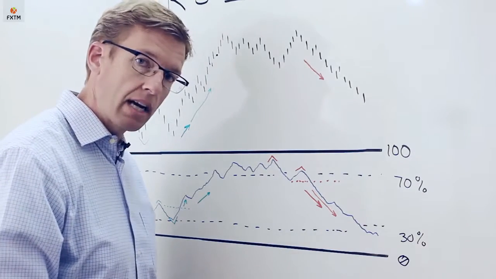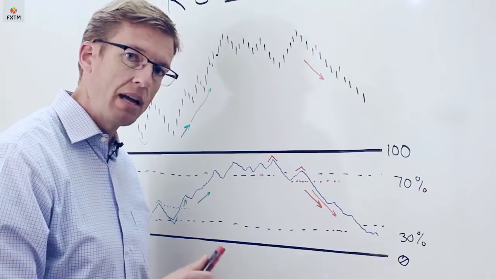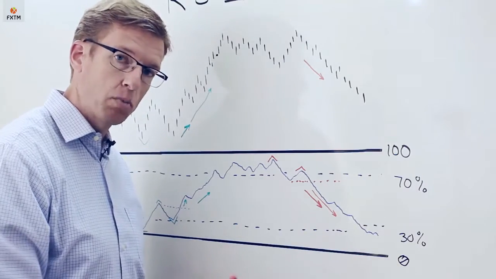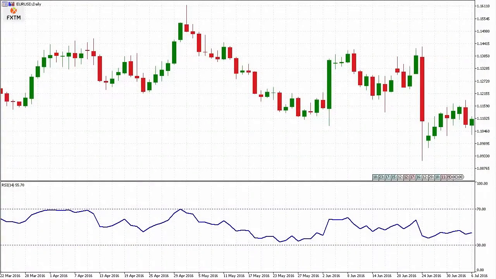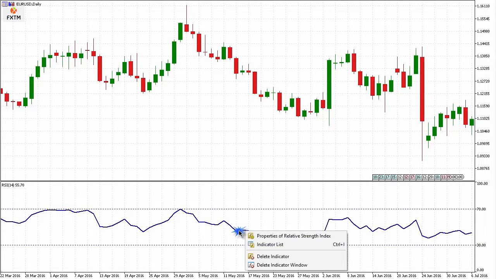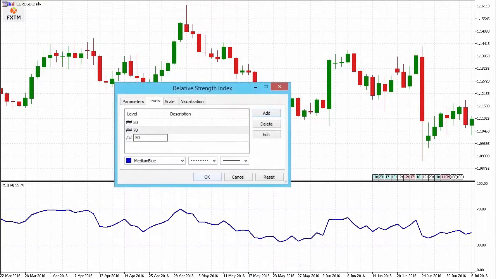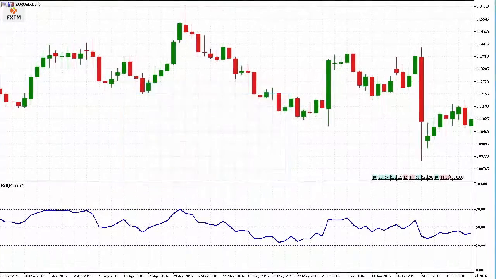In fact, let's take a look at a couple of examples of bullish and bearish failures on an actual price chart. Now, before we look at these examples, let's add the 50% line to the indicator. In order to do that, put your mouse over the indicator itself, right-click, and then select the indicator's parameters. From here, you can see that you can add a level, which we're going to do. We're going to set it at 50%. From there, all you have to do is click OK, and your 50% level has been added.